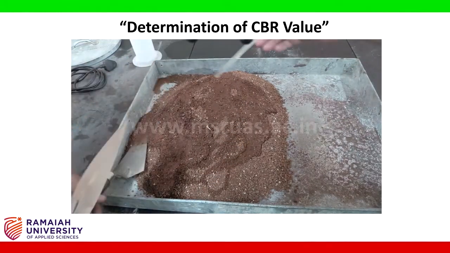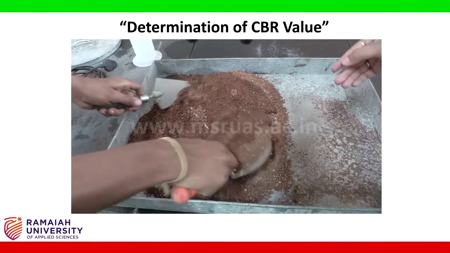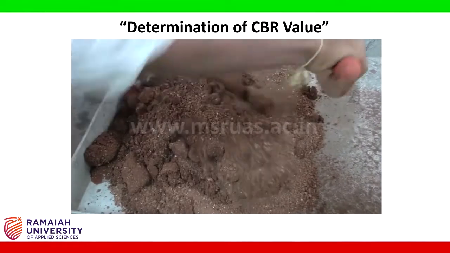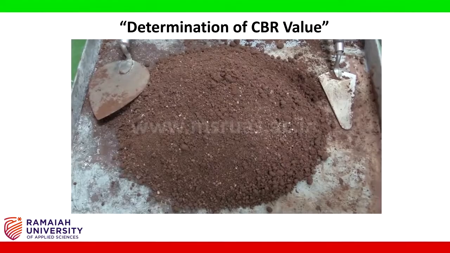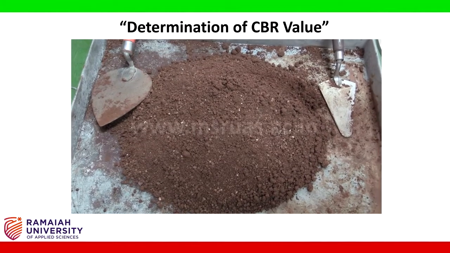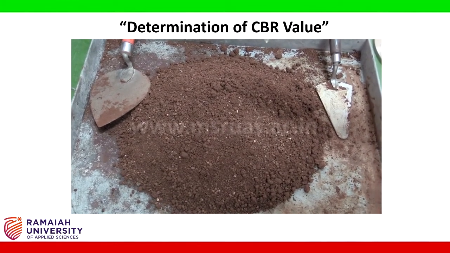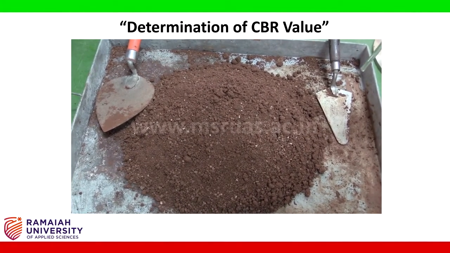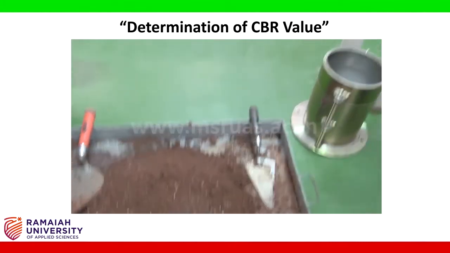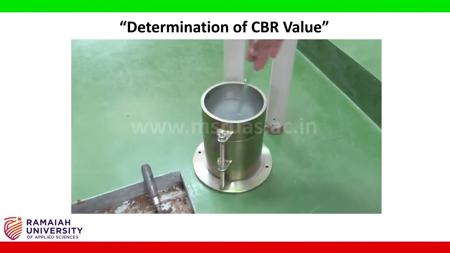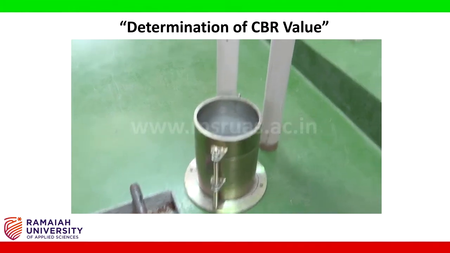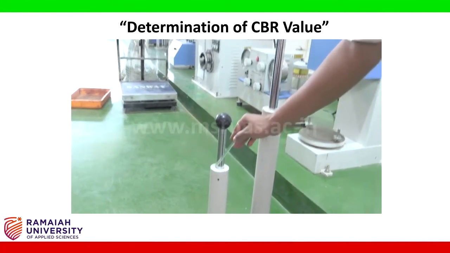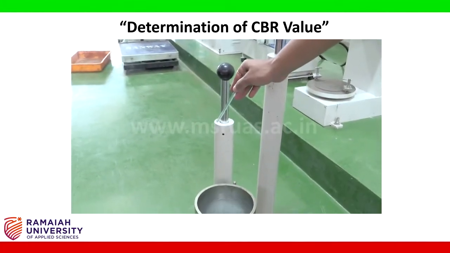And by making use of the trowel, mix the soil with the water evenly such that there are no lumps left behind. Now we have prepared the soil by mixing it with the water at optimum moisture content by making use of these trowels. So to begin with the compaction process, we have the mold which we have already prepared for the compaction process, and we have the rammers.